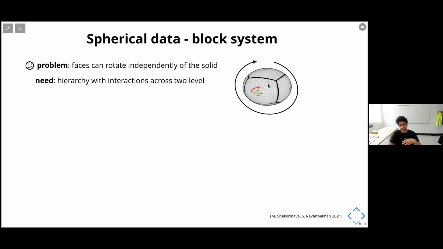So it seems like we have a hierarchy, but at the same time we have a constraint between the two levels of the hierarchy. That is, the rotation of the solid at the top level is going to dictate something about the transformations at the lower level of the hierarchy, which is the rotation of each face. It doesn't affect the translation, but it does affect the rotation of each face.